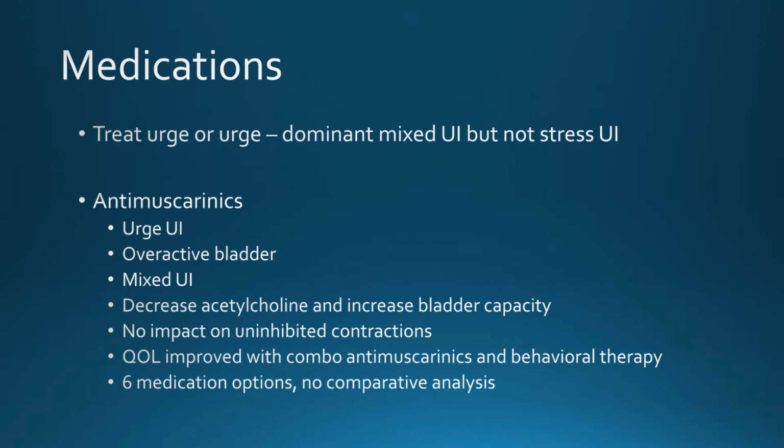The bladder is always trying to squeeze. You're trying to get it to relax a little bit before it starts squeezing. As you get older, the bladder increases its capacity. There are some people that benefit from it, and they get increased quality of life as a result of both antimuscarinic therapy and behavioral therapy. There are currently 6 medications available. There's no side-by-side analysis to say which one's better than the other.